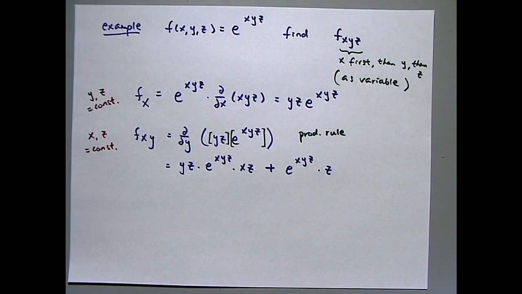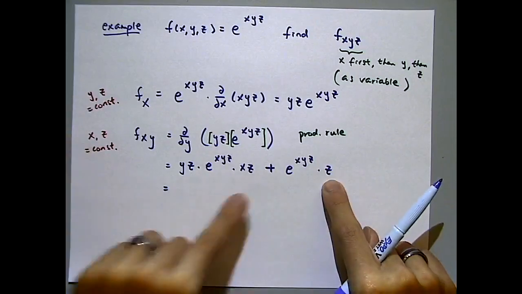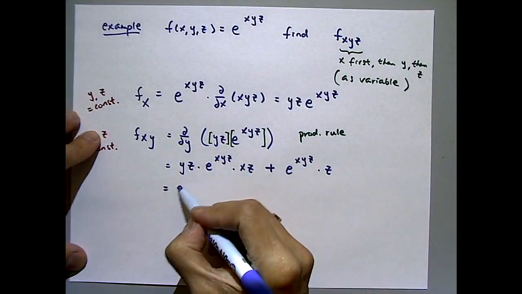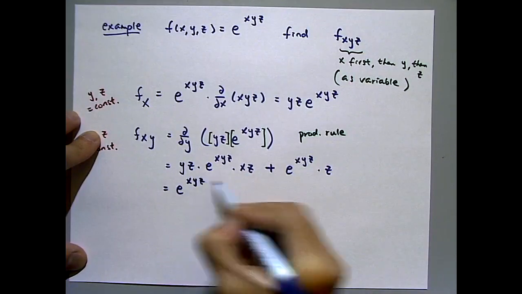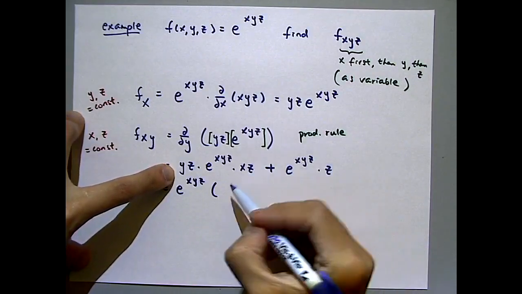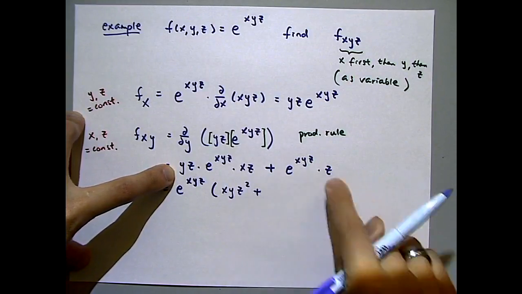So far, so good? Yeah? Let's simplify this before we do the next step. Let's see, I could take out e to the xyz. That seems pretty obvious. First group, I get xyz squared. Second here, I get a z.